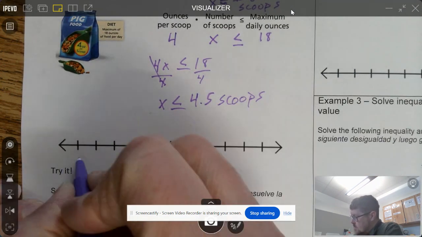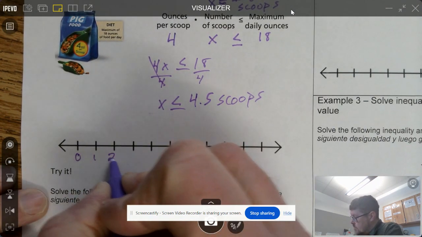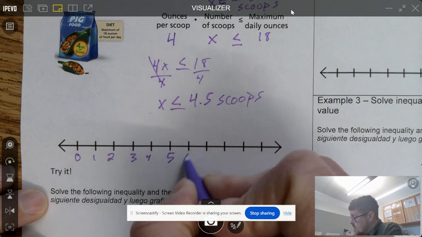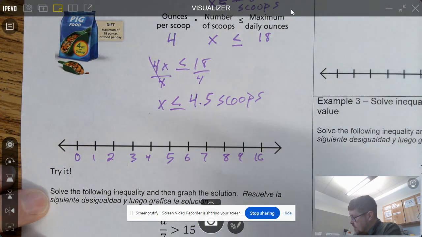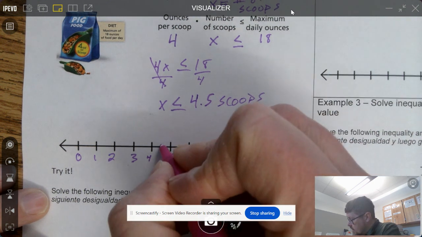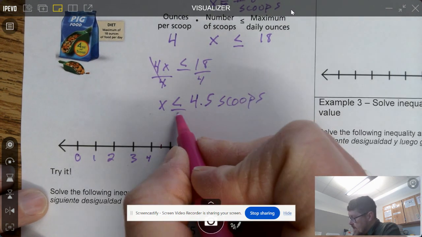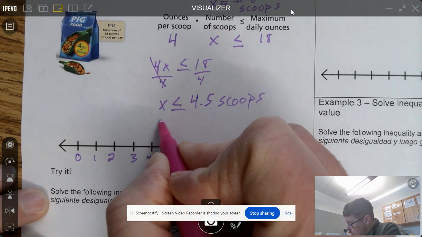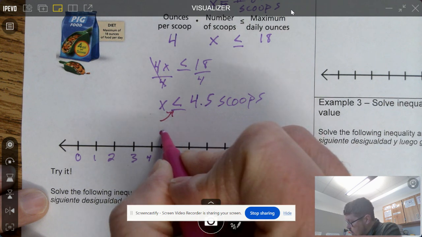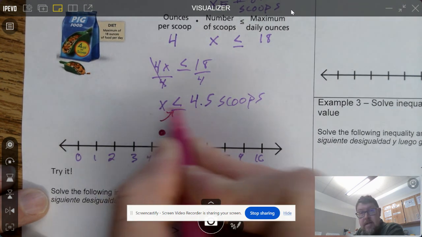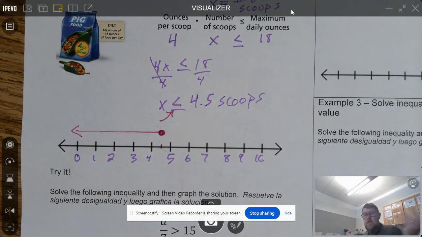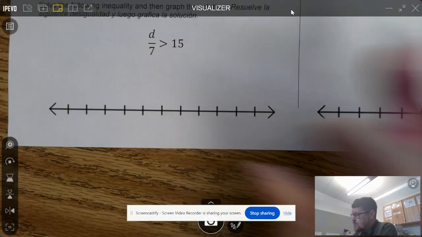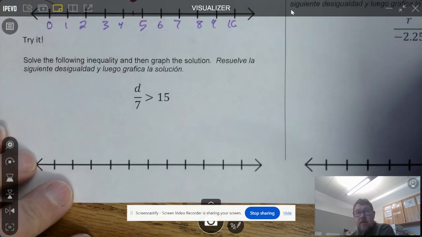So let's graph it here. I got 0, 1, 2, 3, 4, 5, 6, 7, 8, 9, 10. Now it is going to be between 4 and 5 because it's 4.5. So kind of right there. And since it's got this or equal to on it, it's going to be a closed circle. And so the inequality is telling me to go left. So I draw my arrow left. Ta-da.